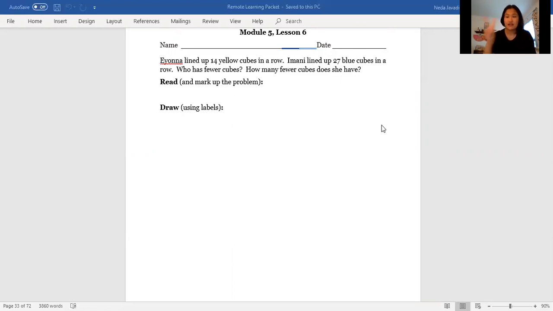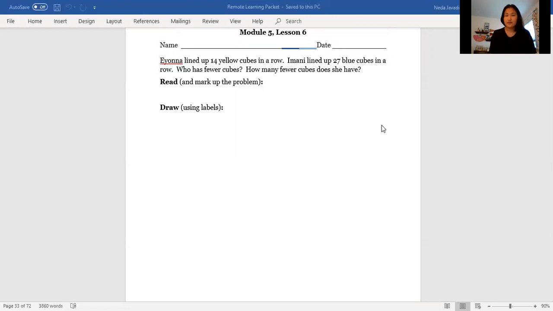I see two questions in this problem. Raise your hand if you see the first question. Nice. Raise your hand if you see the second question. Nice. The first question says, who has fewer cubes? Point to it and read it with me. The first question says, who has fewer cubes? Cool. Now, let's read the second question together. Put your finger on the word how. Let's read it together. How many fewer cubes does she have? Now it's your turn to pause the video and solve it on your own.